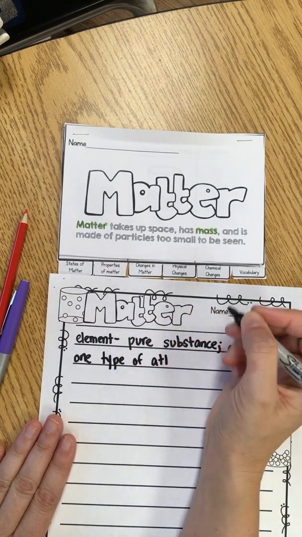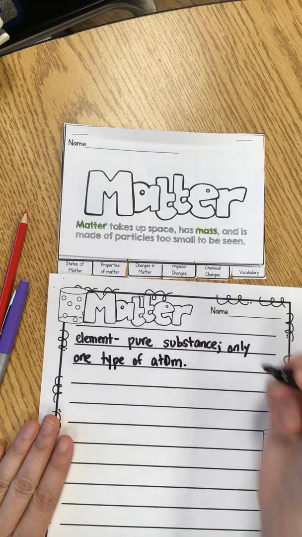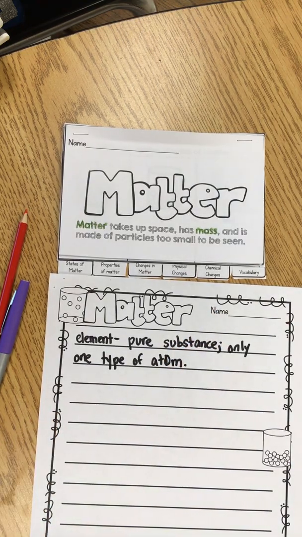So when we talk about matter, we're talking about everything from the tiniest atoms that are a pure substance and only one type of atom, those are our elements, all the way up to the most complicated, complex, biggest types of matter that you could imagine. It's literally everything that takes up space and has mass. So even elements that are so tiny still have mass, density, and all of those different properties of matter that we're talking about, just on a very tiny scale.